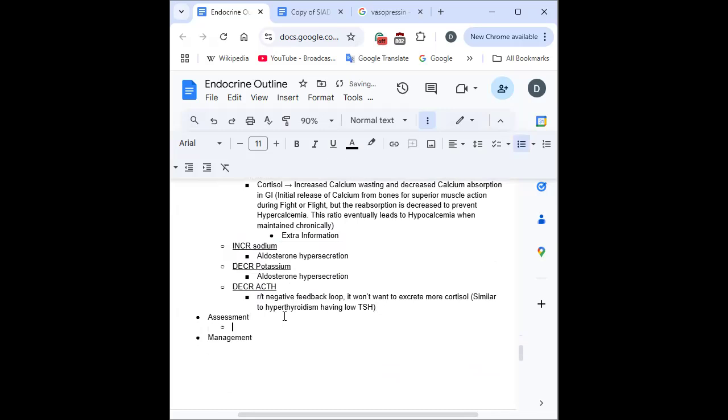So then in terms of assessment, I know you guys mentioned to me the buffalo hump. Someone mentioned the moon face, so that's kind of like a facial edema.